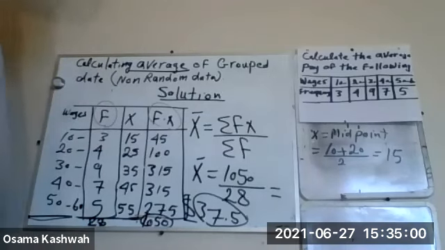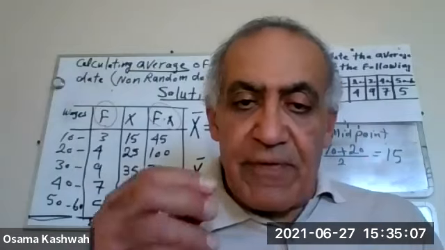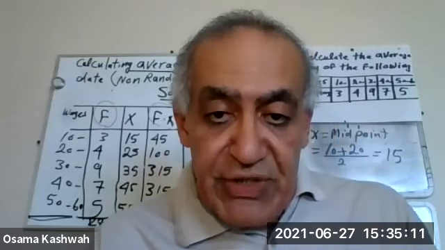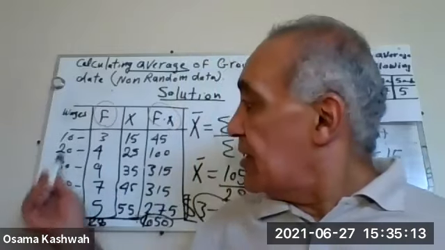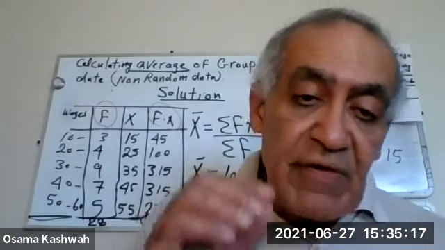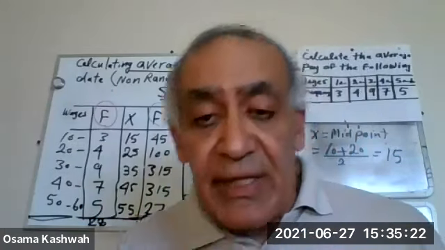This was how to calculate the average from non-randomized data, or from frequencies and from denominations. We have denominations like you see here, then we have frequencies, and this is how we will get the average from denominations with frequencies. We call it non-randomized data.